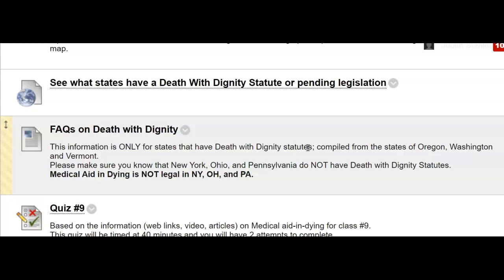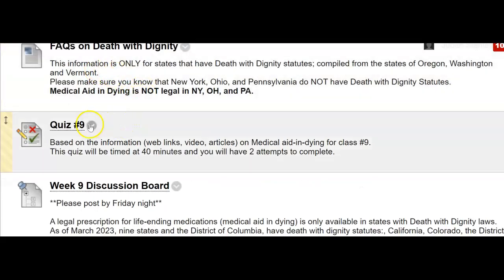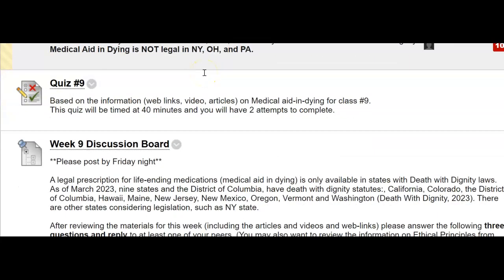So death with dignity laws or statutes are state specific. And each state makes up their mind whether or not to have death with dignity laws. And death with dignity laws allow for medical aid in dying, which you're learning all about by going through this material. And the quiz is going to be on the information that you read and review as you listen to the podcast and as you read the information on the web pages.